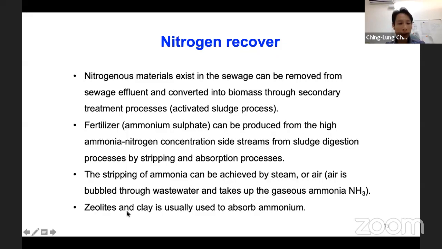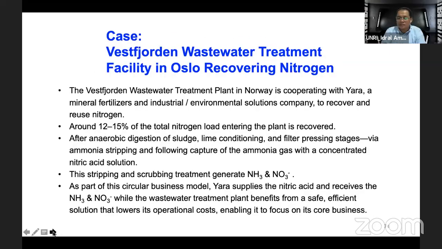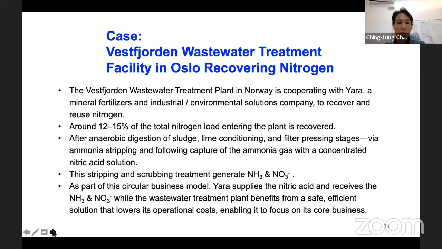And then zeolite and clay are usually used to absorb the ammonium. So this is the absorbent people commonly use, called zeolite and clay. And this is the case of the wastewater treatment facility in Oslo, where they try to recover the nitrogen.